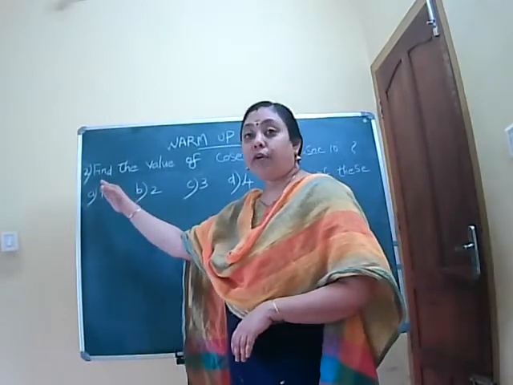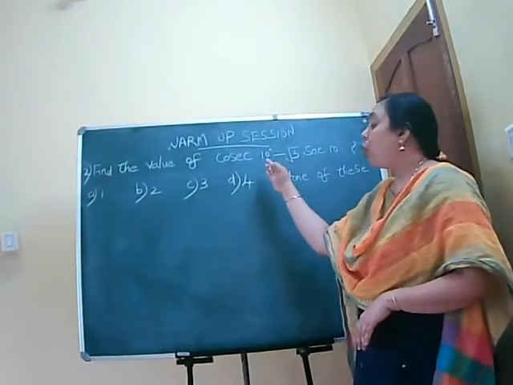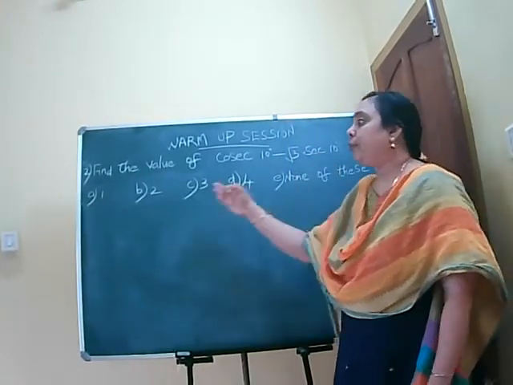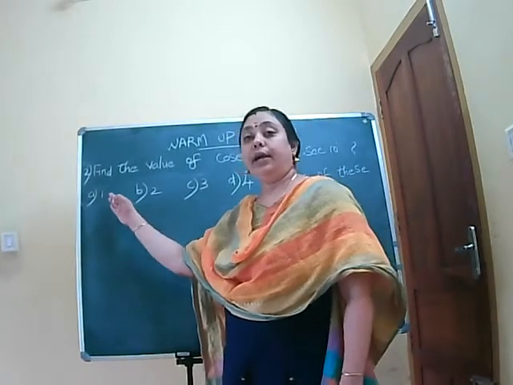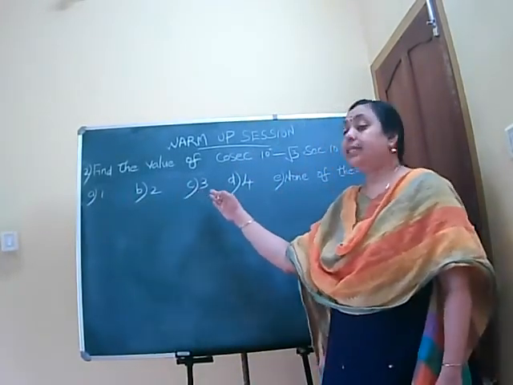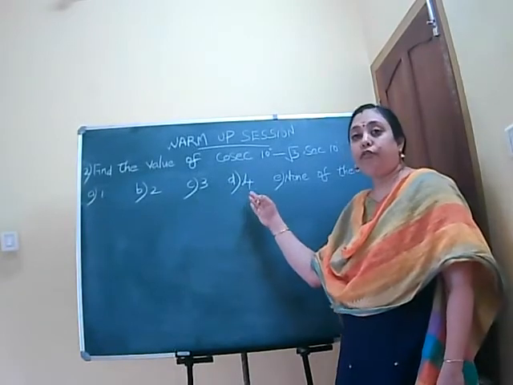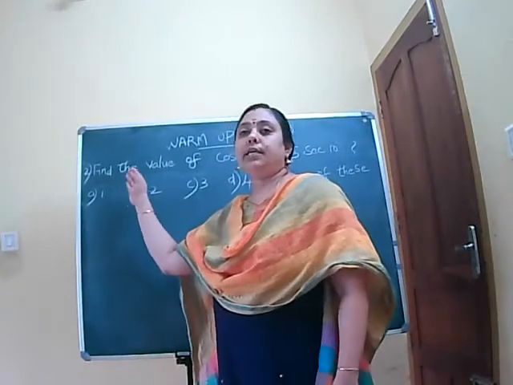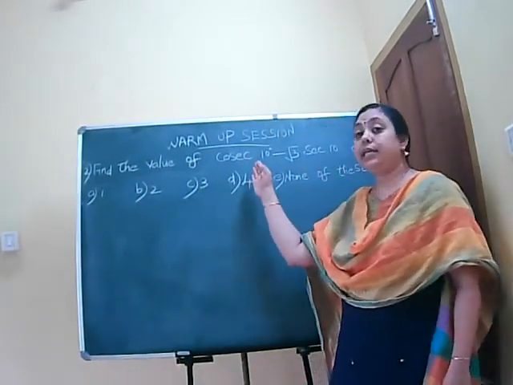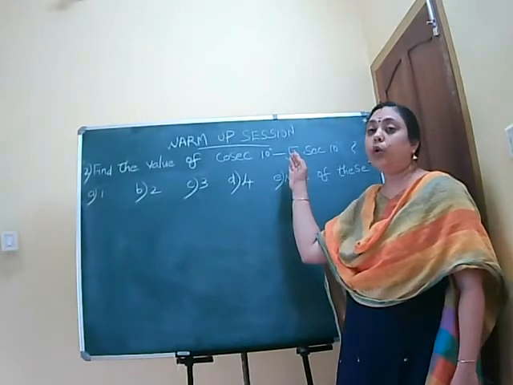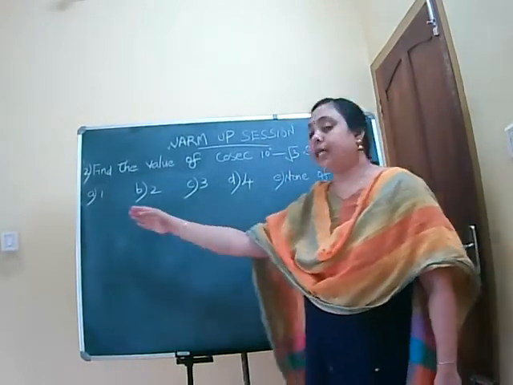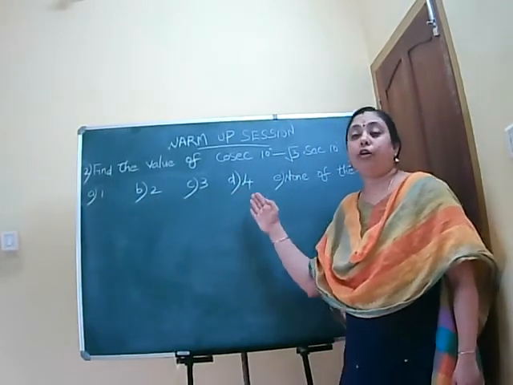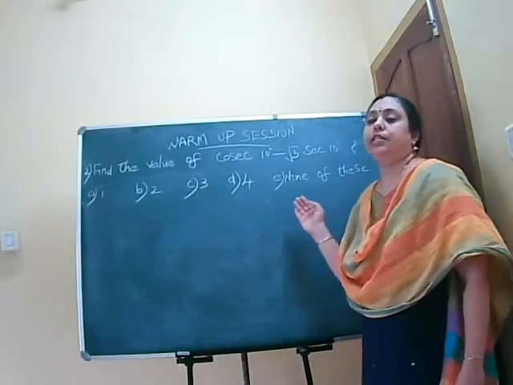Second question. Find the value of cosec 10 minus root 3 sec 10. Options: A 1, B 2, C 3, D 4, and E none of these.